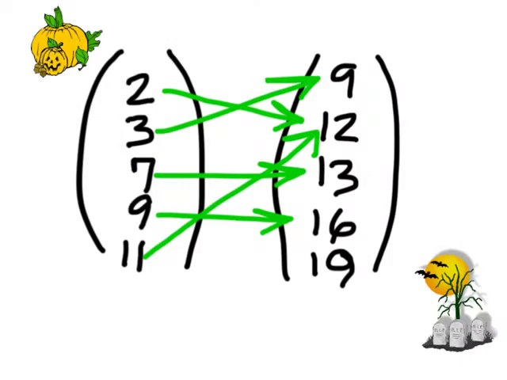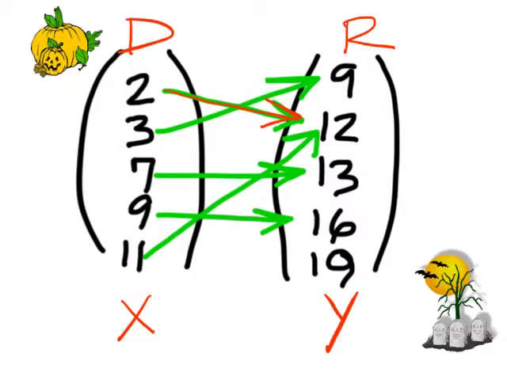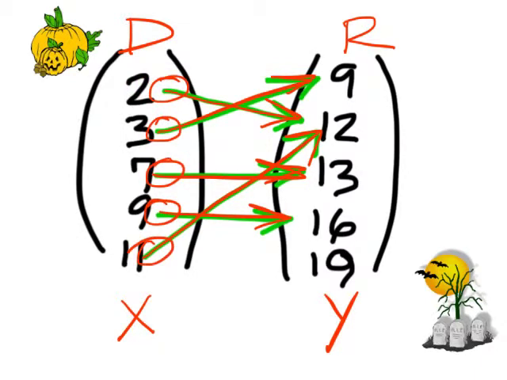Example number 3. You have the domain on the left and the range on the right. Remember, this is x and this is y. Also remember that each domain element can only be associated with one range element. So if you go down the domain list, you'll see that 2 points to 12, 3 to 9, 7 to 13, 9 to 16, and 11 to 12. Notice that only one arrow is leaving each domain element. That means it's only pointing to one each.